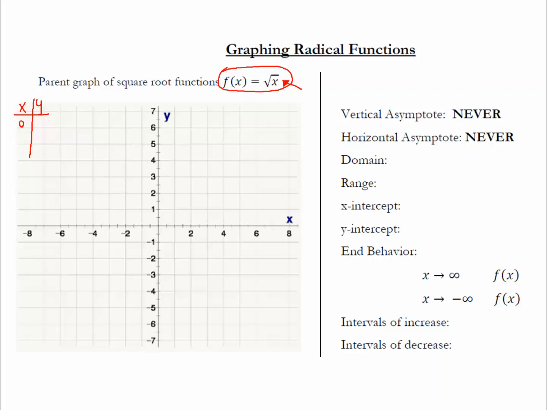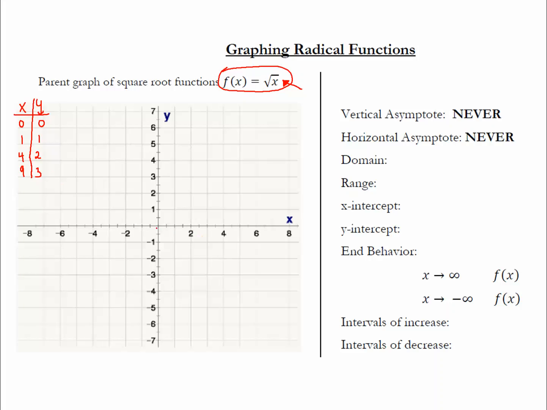So we started with 0, and we said, what is the square root of 0? So the y value is 0. We then picked a 1, and we said the square root of 1 is 1. We then did not pick a 2, because the square root of 2 means a decimal. We picked 4, because the square root of 4 is 2. And then we picked 9, because the square root of 9 is 3.